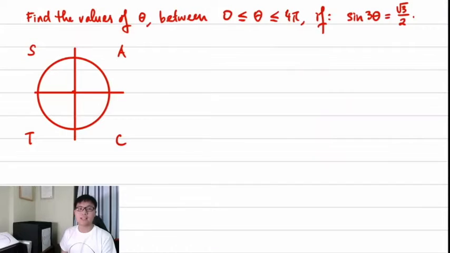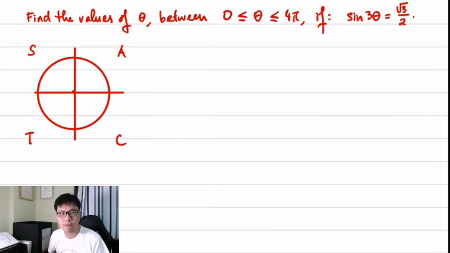This is the kind of example that you will see in trigonometric equations, and we're gonna try to tackle this. Find the values of theta between 0 to 4 pi if sine 3 theta equals root 3 over 2. Now remember your 4 pi in radians. If 2 pi is really your 360 degrees, that means 4 pi is double that, which is 720 degrees.